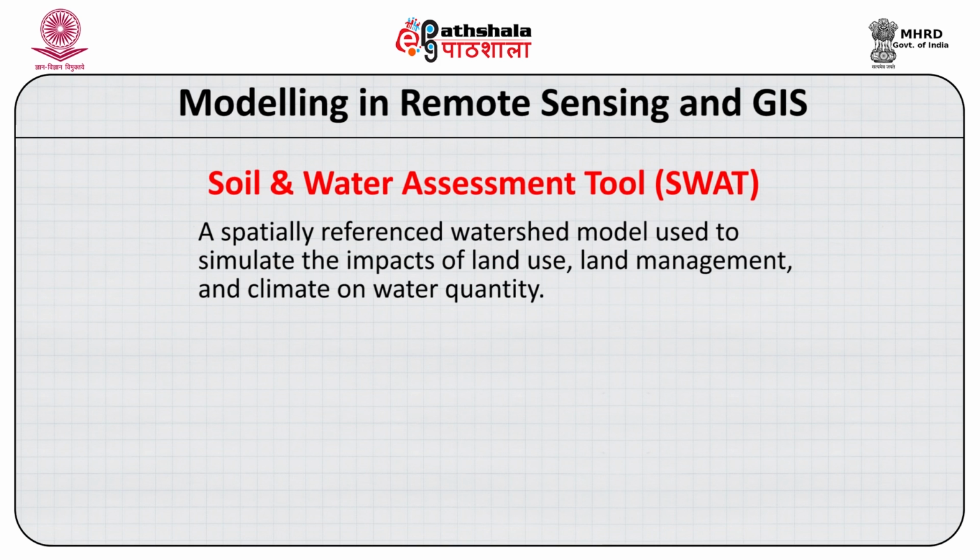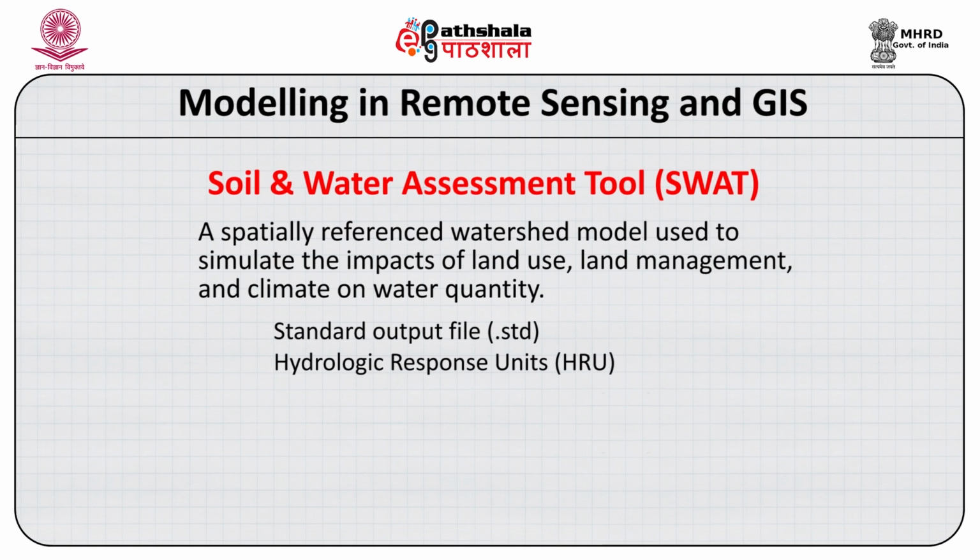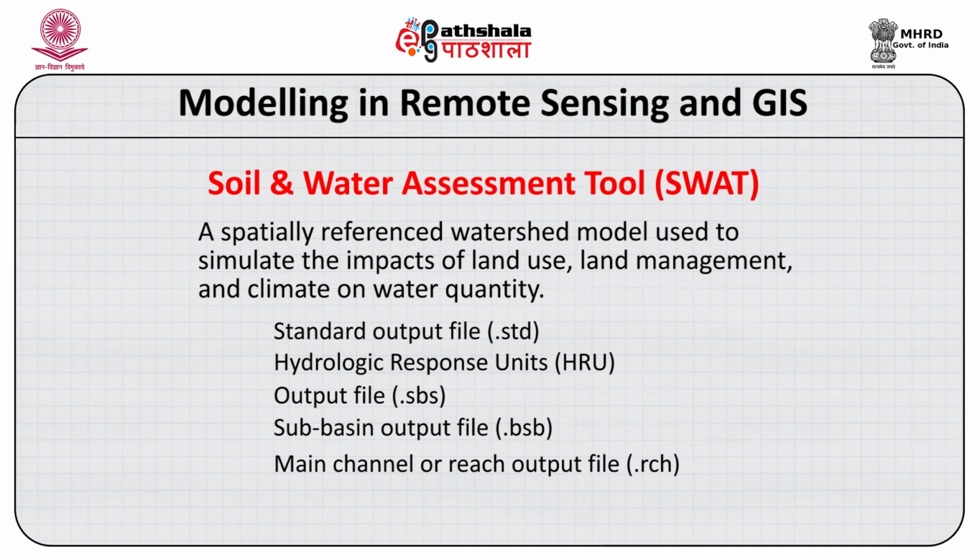A number of output files are generated by SWAT. These files can be grouped by the type of data stored in the file. There are 4 output files generated in every SWAT run. These files are the standard output files denoted as .std, the hydrological response units output files and sub-basin output files, and the main channel or reach output files. Other files that may be generated include pesticide summary files, stream water quality summary file, reservoir summary file, and lake water quality summary file.